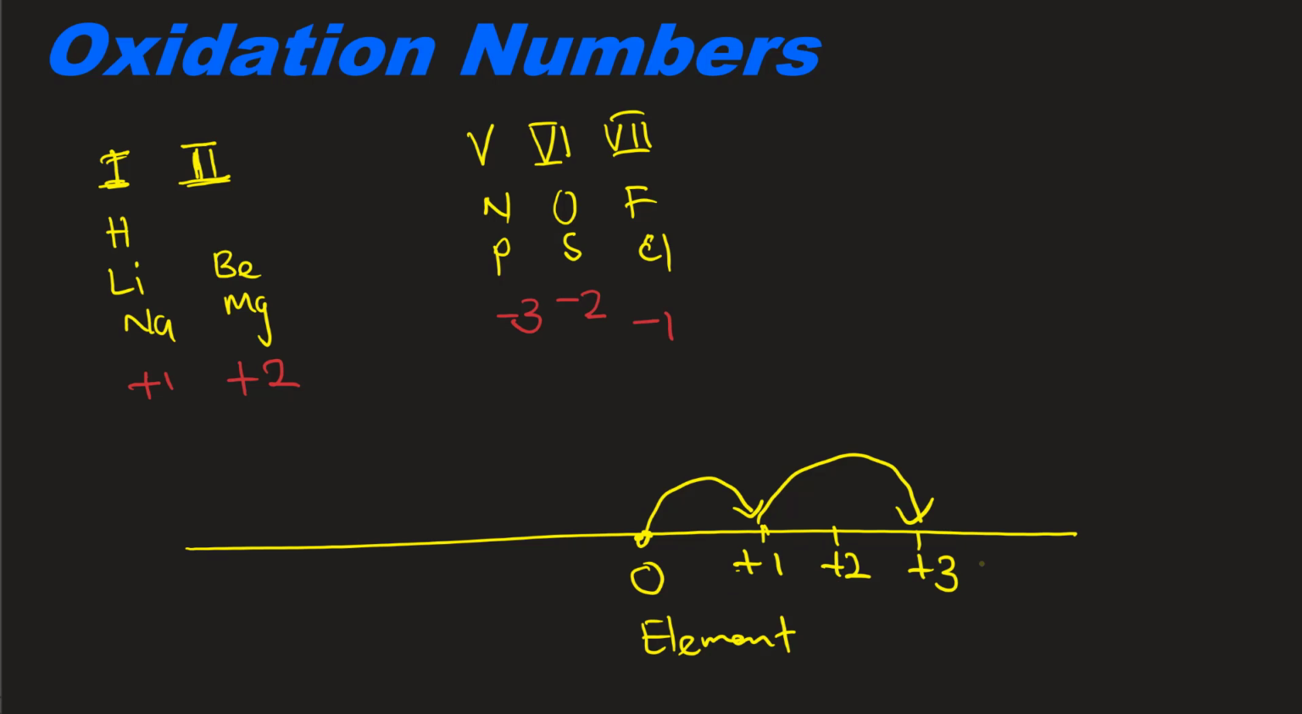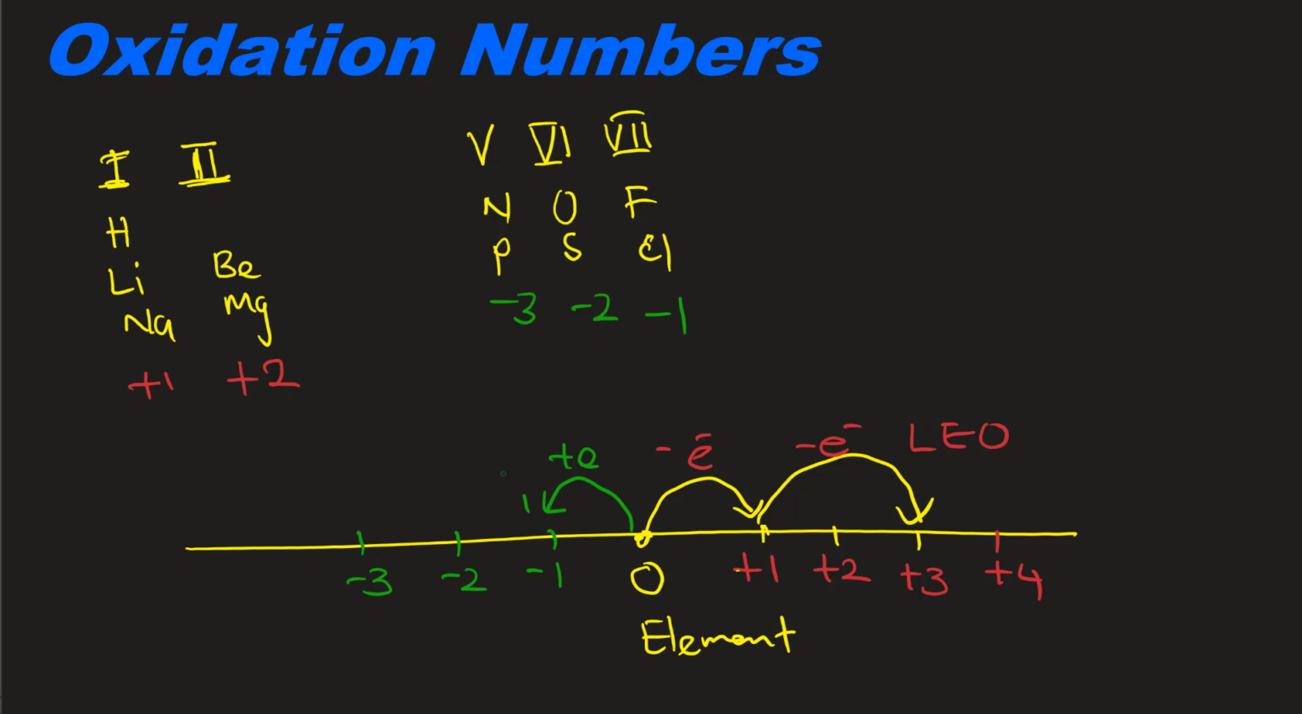So the element sitting on 0 oxidation number and losing electrons will be having +1, +2, +3, +4 and so on. So that's losing electrons. LEO: losing electrons is oxidation. Now you can also consider the gaining electrons. That's GER: gaining electrons is reduction. That means every time you gain 1 electron, you're getting oxidation numbers going from -1, -2, -3.